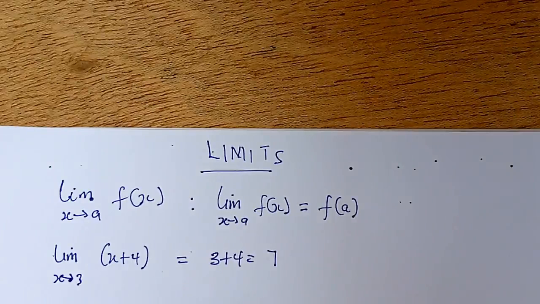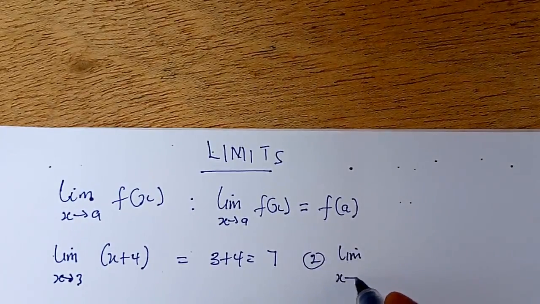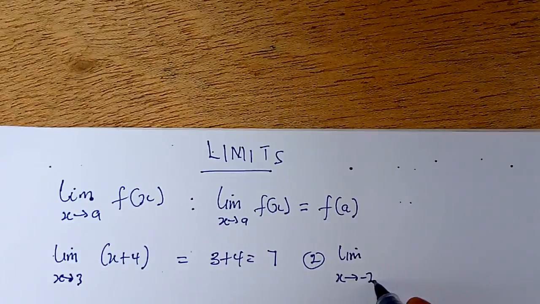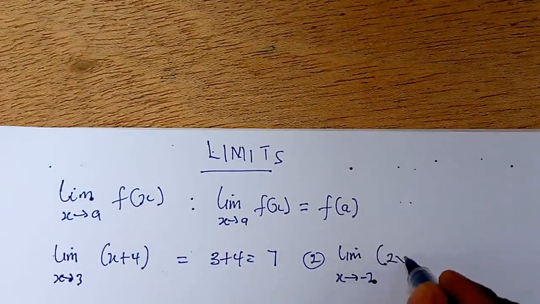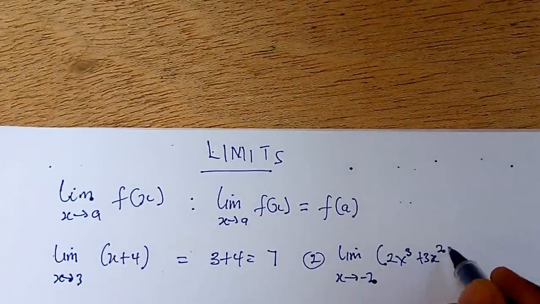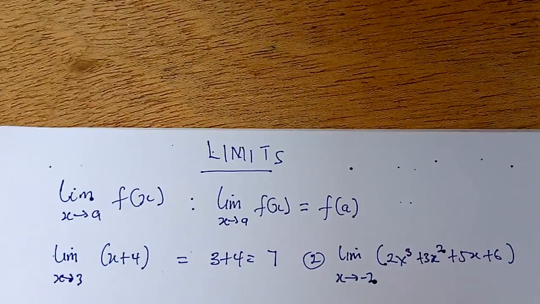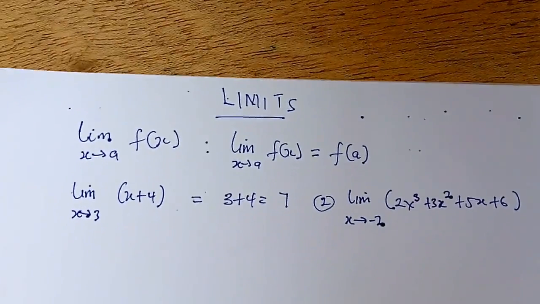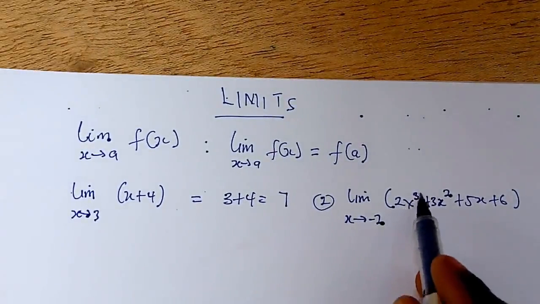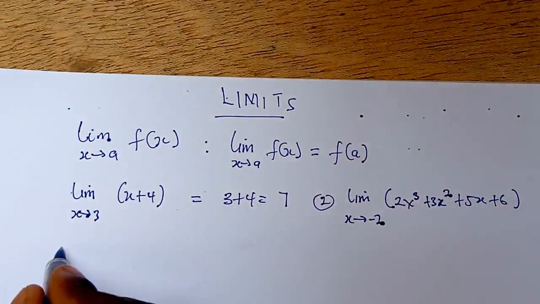Okay, so let's take another example and see how this could be solved. This is example 2, and it's a limit as x approaches -2, like this. And this is what we have: 2x cube plus 3x square plus 5x plus 6. Okay, so all that we need to do here is replace all the x that we have in this expression by -2. So let's continue from this place.